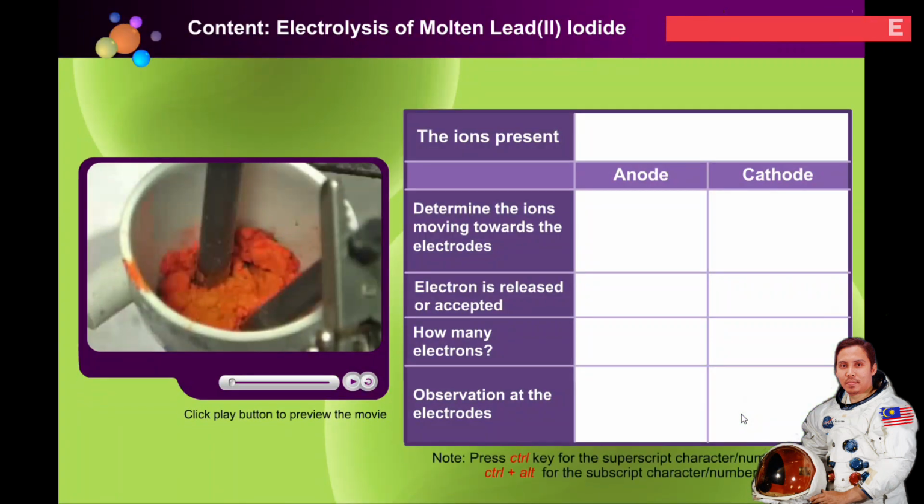Now, let's test your understanding. Observe the electrolysis of molten lead(II) iodide. Then, fill in the analysis table and press Enter when you are done.